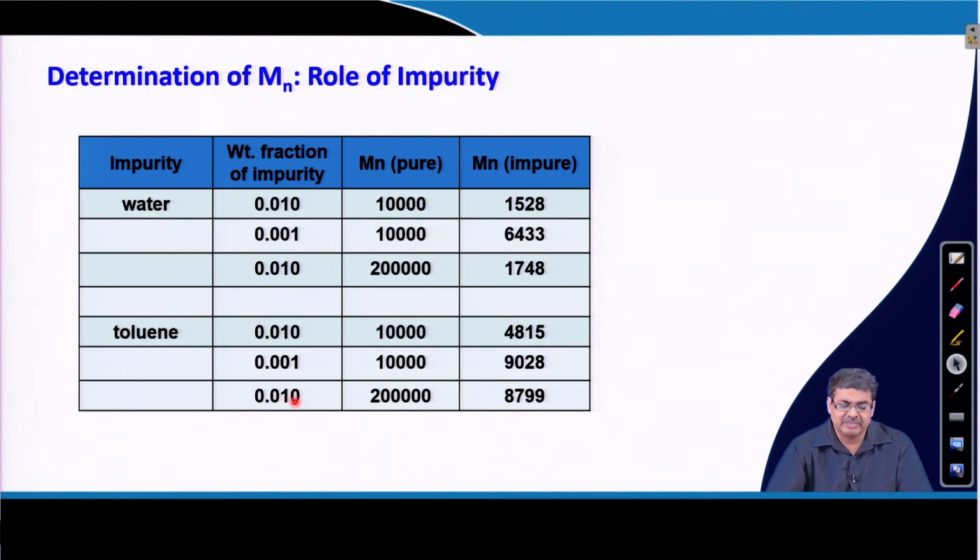Similarly, if we had 1 weight percent toluene, because toluene has a higher molecular weight, the number of molecules will be less, hence the error is comparatively less compared to water. So, you just need to remember that while using these colligative property measurement techniques, we must be very careful about the impurities present in the solution.